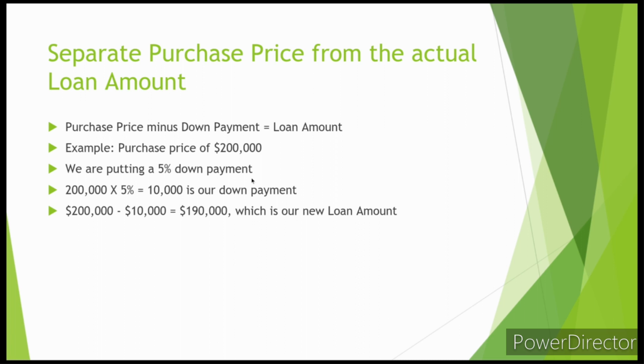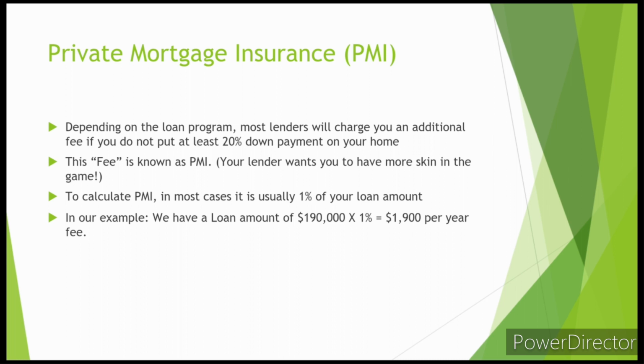All right, so we only put 5% down. That's going to segue us to our next segment, and it is your private mortgage insurance, or PMI. Depending on the loan program that you are in, most lenders will charge you an additional fee if you do not put at least 20% down on your home. This fee is known as your PMI, or private mortgage insurance. Your lender, in other words, wants you to have more skin in the game.